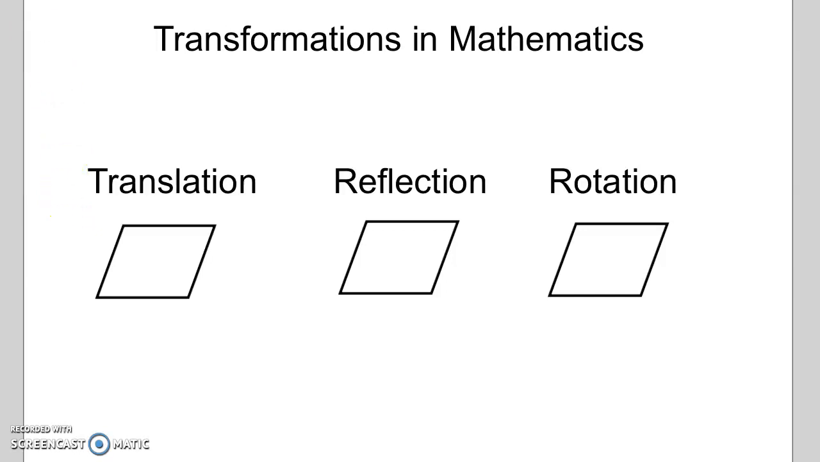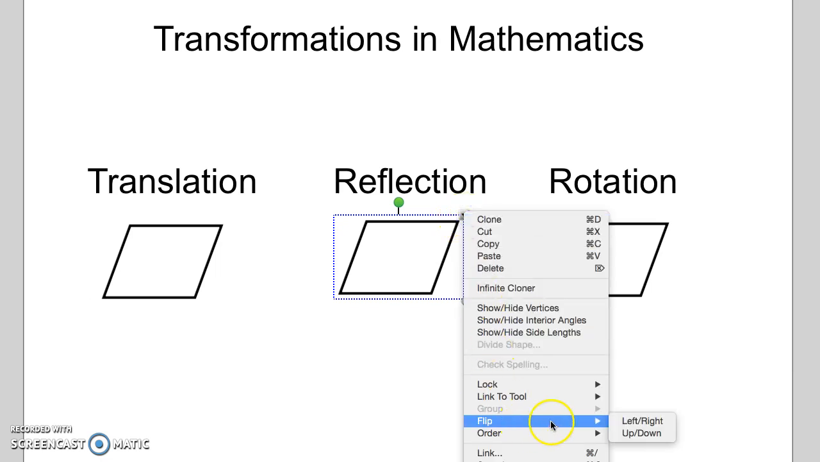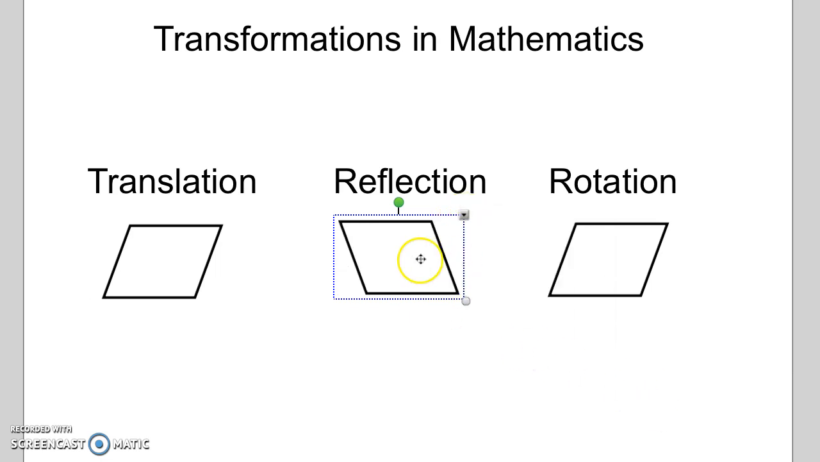All right, so today we are going to talk about the transformations in mathematics. Now, there's three of them that exist. One is a translation, and that's basically where you just move a figure. And then next we have a reflection, which is basically flipping a figure or mirroring it. So you basically just flip it from left to right, up or down.